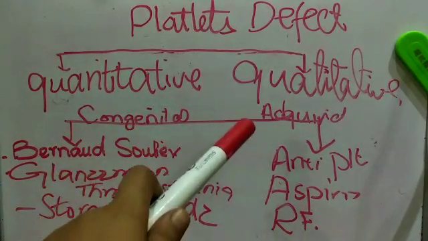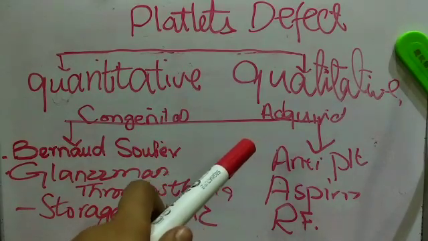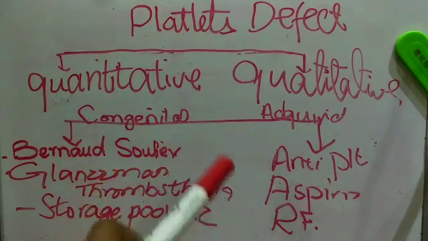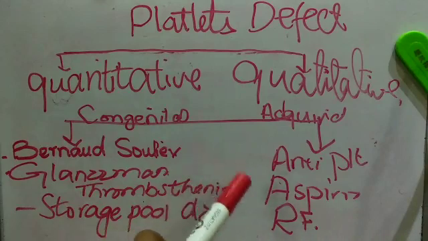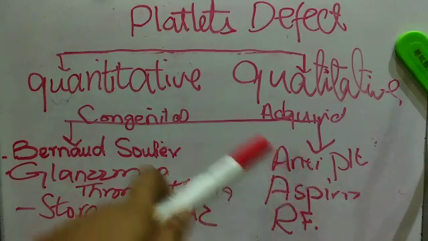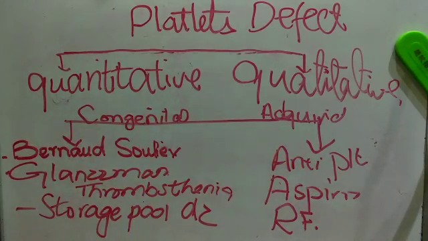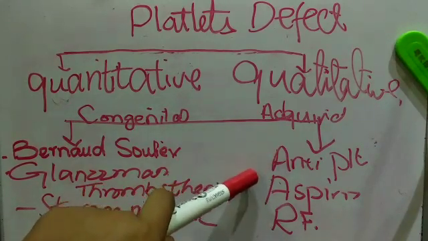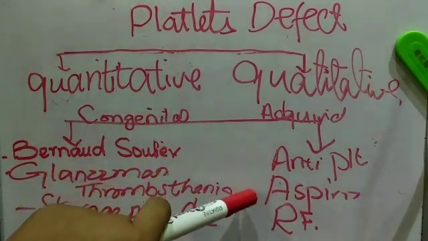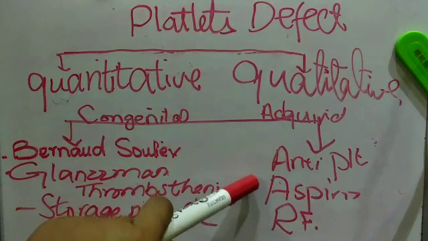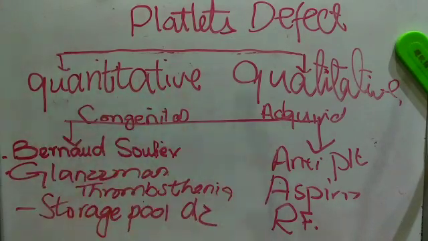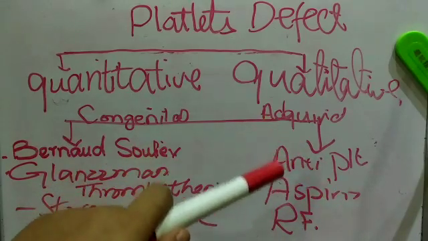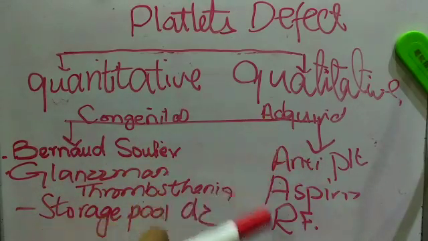Now let's discuss the acquired causes. In the acquired causes, the most common cause is an antiplatelet drug, which is aspirin. What aspirin does is it stops thromboxane A2 production or inhibits phospholipase A2. You can watch my previous lecture to understand how thromboxane A2 works.